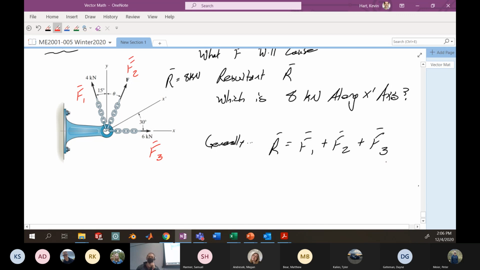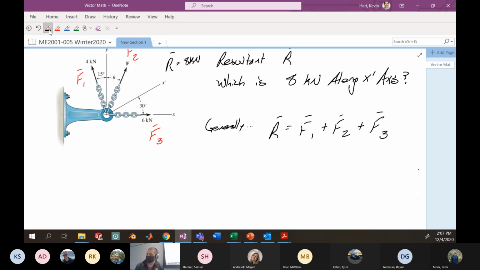So the general strategy here is that we want to resolve the forces that we know into the I and the J directions, then add the contributions in I and J and solve for what force F2 would be required to get everything to work out nicely.